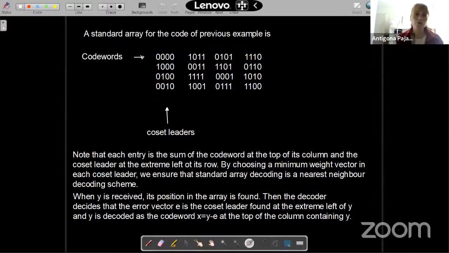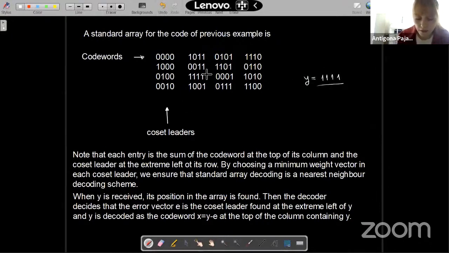Now, by choosing a minimum weight vector as each coset leader, we ensure that standard array decoding is a nearest neighbor decoding scheme. Now, when Y is received, its position in the array is found, and then the decoder decides that the error vector E is the coset leader found at the extreme left of Y, and Y is decoded as the code word Y minus E, at the top of the column containing Y. So let's say that we received this vector.